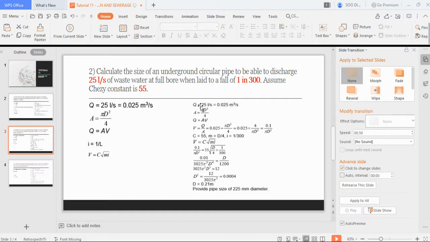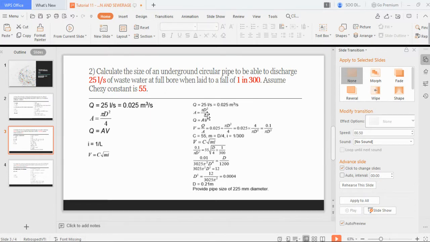You're given 25 liters per second. Converting it to cubic meters per second, you just divide it by 1000. So 25 liters per second is equal to 0.025 cubic meters per second. And you know that for full bore, which is a full discharge of the pipe, it means all the water is in contact with the whole diameter of the pipe.